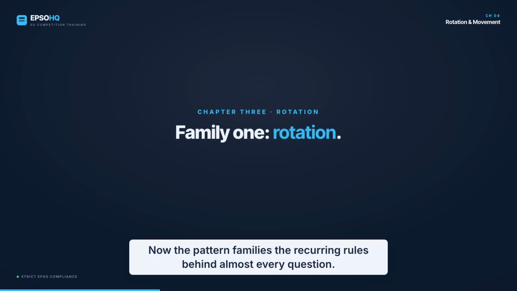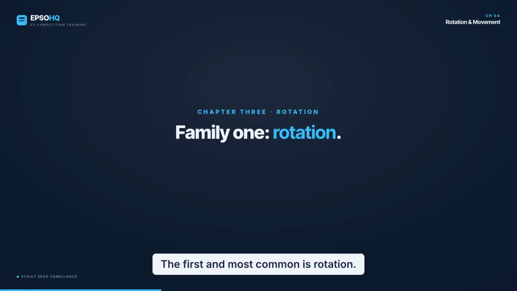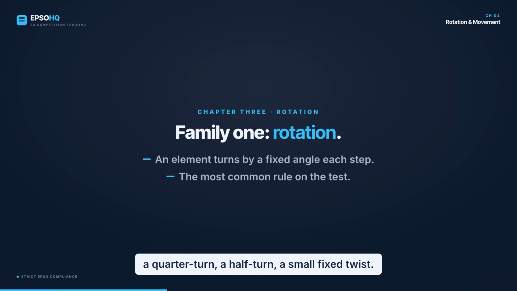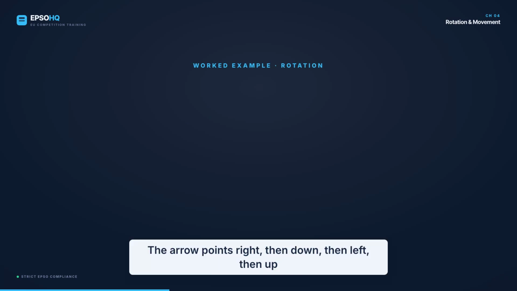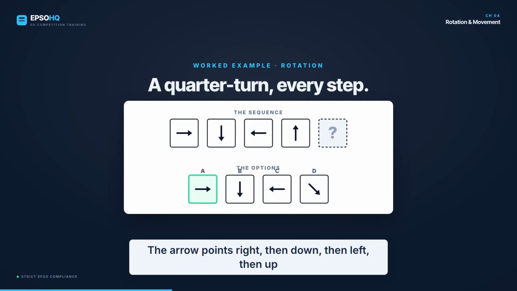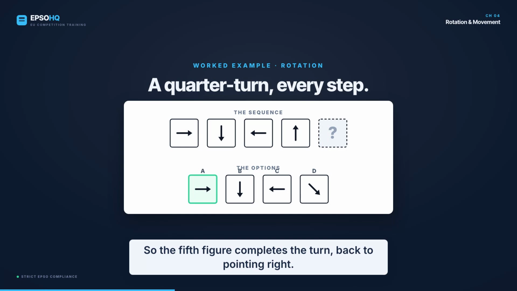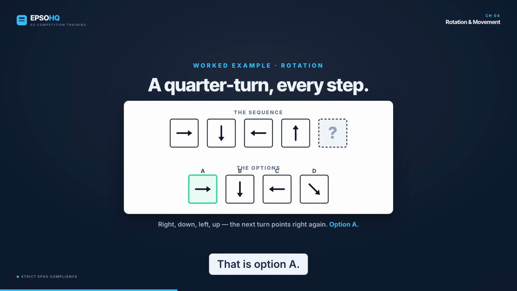Now the pattern families, the recurring rules behind almost every question. The first and most common is rotation. An element turns around a point by the same angle at every step. A quarter turn, a half turn, a small fixed twist. Here it is, worked. The arrow points right, then down, then left, then up. A quarter turn clockwise every step. So the fifth figure completes the turn, back to pointing right. That is option A. Rotation.